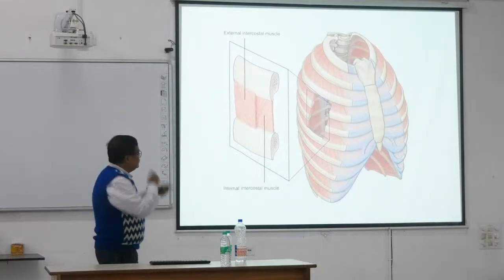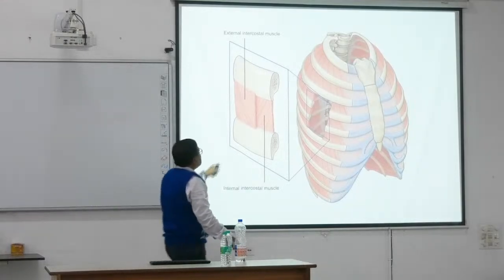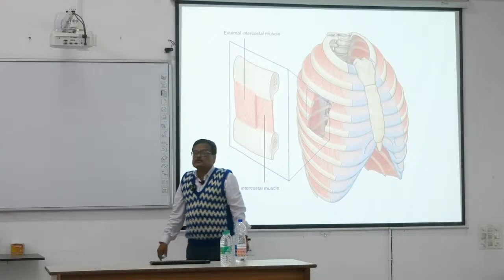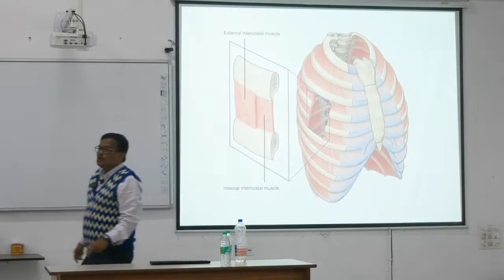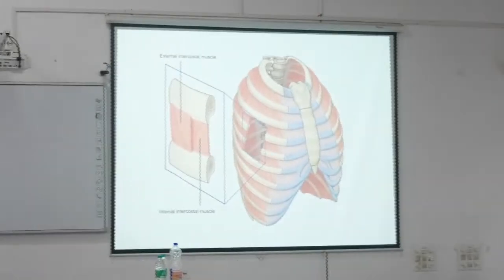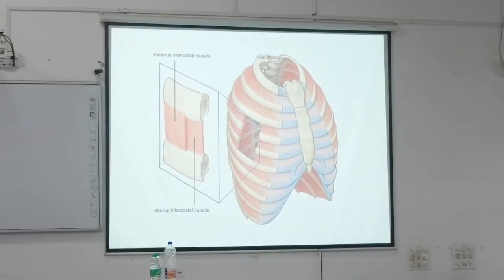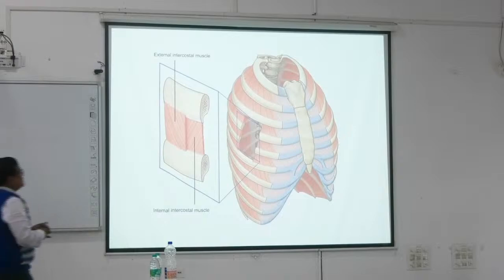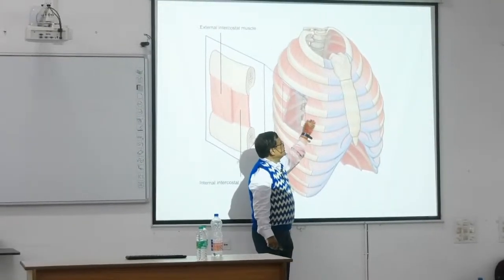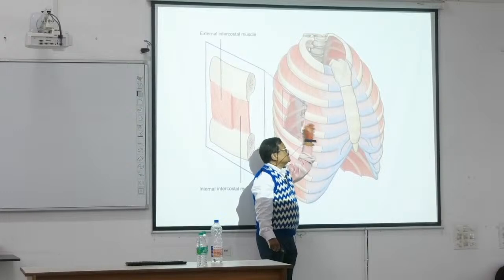So these are the intercostal spaces. These intercostal spaces have muscles, vessels, nerves, lymphatics, etc. These intercostal spaces, in between the spaces, are not empty. They are full of muscles.